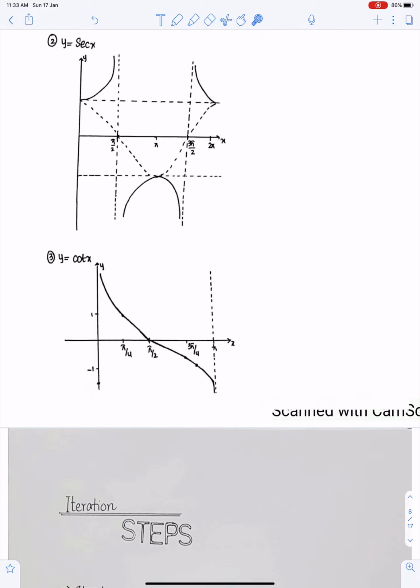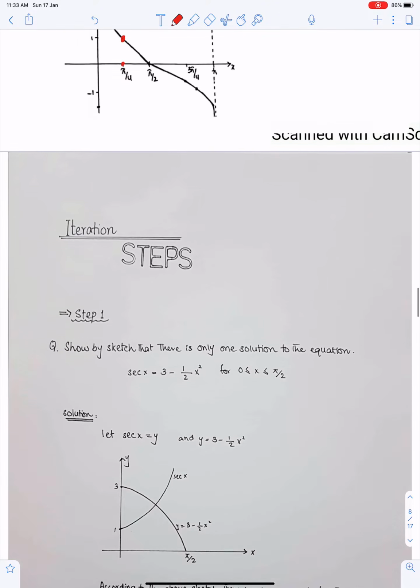And cot is the reciprocal of tan. So tan 45 is 1, so cot 45 is also 1. Tan 0 is 0, therefore cot 0 should be infinite. So this is infinite. And you know how to sketch cot.